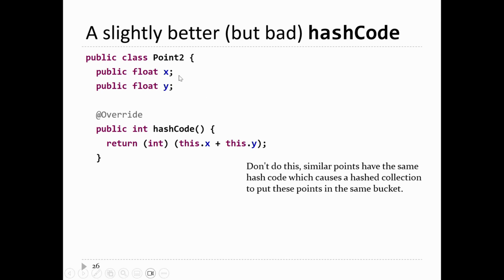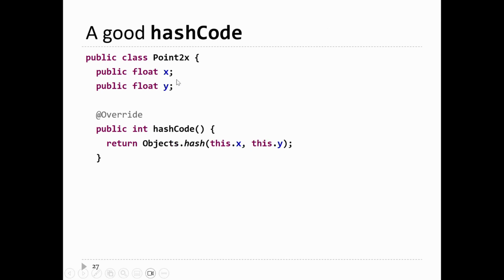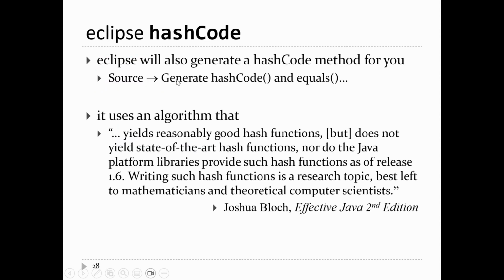What you want to do is, given values of x and y, try to produce some sort of random value. And doing that is actually very hard. Sorry, this is an old slide. I don't know if Eclipse still does this. When you generate equals using Eclipse, Eclipse generates hashCode for you.